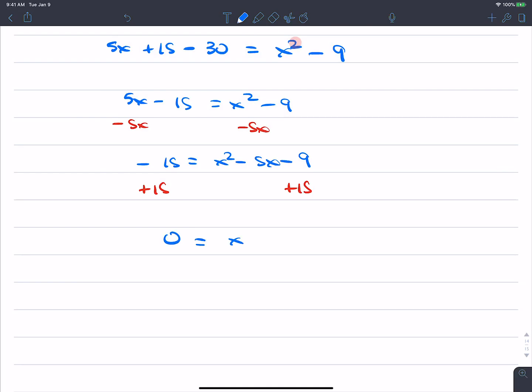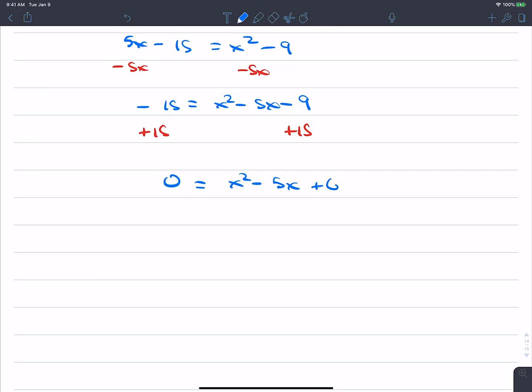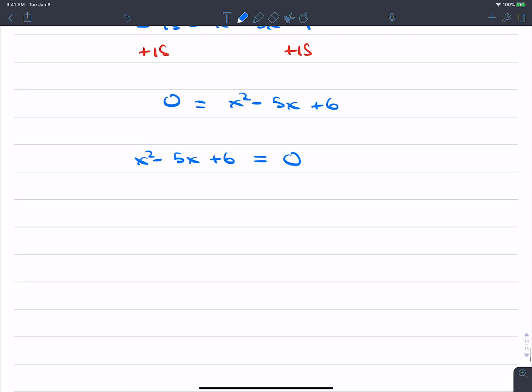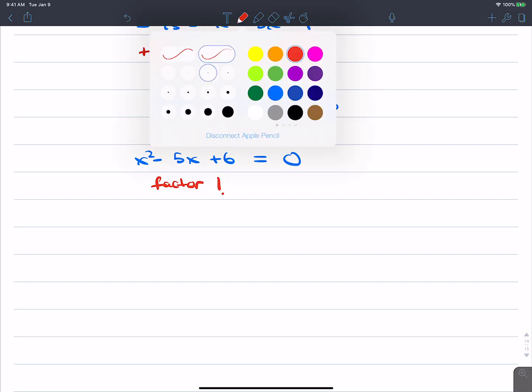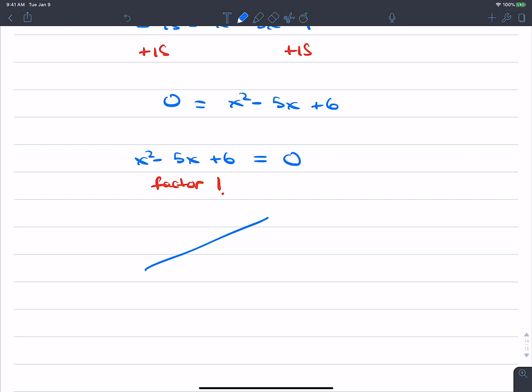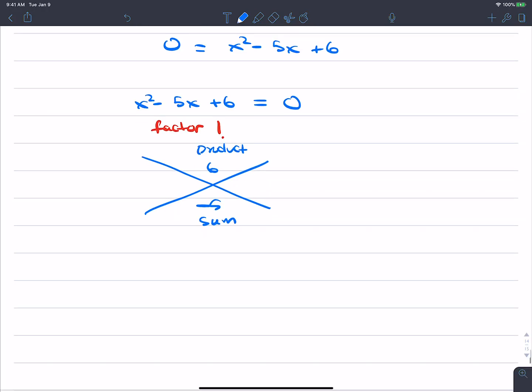Add it. And what do you end up with? 0 is x squared minus 5x. What's 15 minus 9? Plus 6. Or x squared minus 5x plus 6, and this will equal 0. What do I do here? I factor. So do you guys remember we spent some time factoring here? Yeah, the product has to be 6, and your sum has to be negative 5, right?